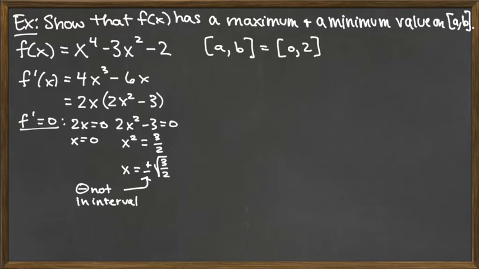Also, when we're dealing with critical points, we always need to make sure we assess where f prime could be undefined. But this is a polynomial, and so it's never undefined. And so we don't get any additional critical points there. Now that we have found our critical points, it's a matter of plugging in values. We need to plug in our critical points that are in the interval as well as the endpoints.